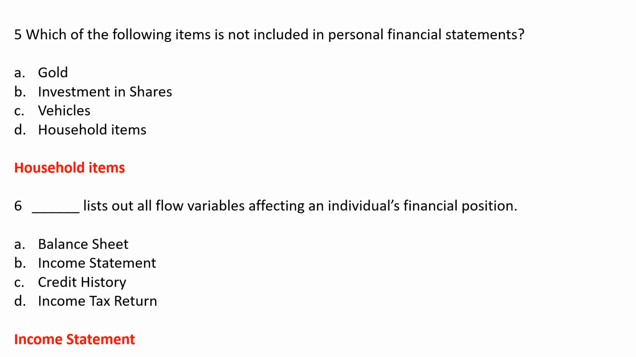Dash lists out all flow variables affecting an individual's financial position. Option A, balance sheet. Option B, income statement. Option C, credit history. Option D, income tax return. The correct answer is option B, income statement. So the income statement lists out all the flow variables affecting an individual's financial position. Okay, so in your income statement, whatever your sources of income are will affect your financial position.